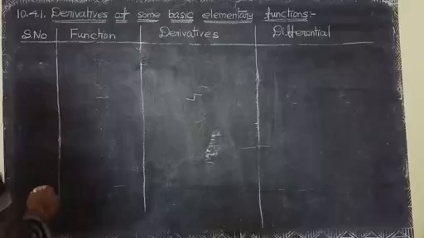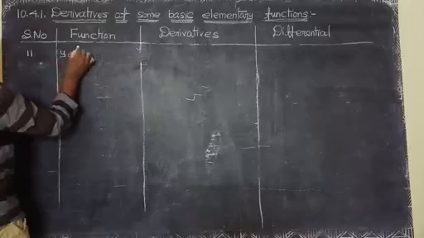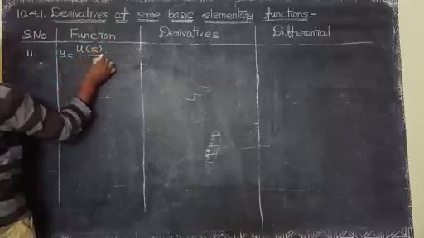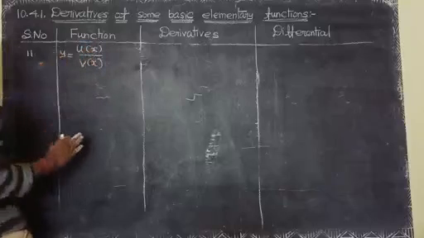Next, serial number 11: y equal to u of x divided by v of x. This is called the quotient rule.